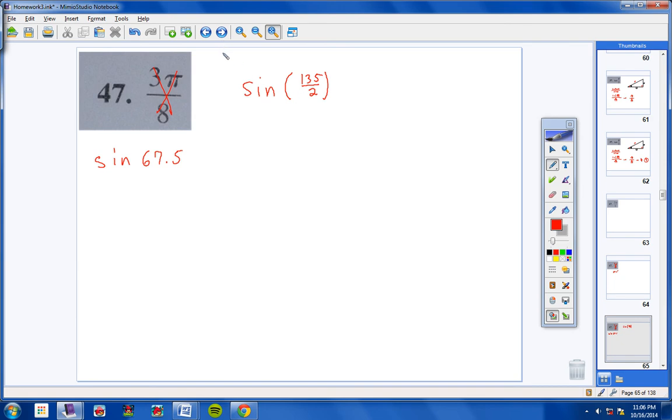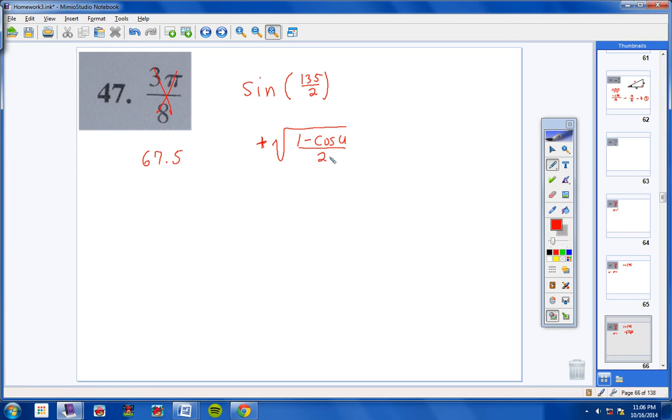Now, remember something. How do I know what quadrant I'm dealing with, okay? Well, you look at your u over 2. Your u over 2 is 135 over 2. And when you simplify that, you get 67.5, which means we're in the first quadrant. So, what is sine in the first quadrant? Well, it's positive. So, I know that when I take my square root here in a second, like this, I'm going to have a positive sign right here, okay?